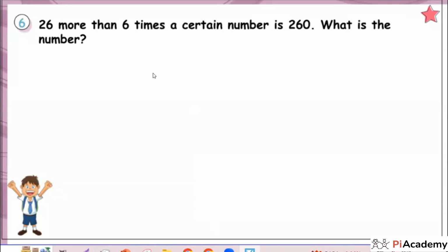Okay, wait. Now let me explain. Okay, then you can continue. Let me explain. So six times a certain number. So let's say you are selecting any number, but I am choosing your name. So let's say I am selecting M. Okay. This is for you, Mayur. So six times a certain number, so that is 6M. Okay. And 26 more than this, right? They are talking about 26 more than this. Okay. So it means what? 6M plus 26 equals 260, right?